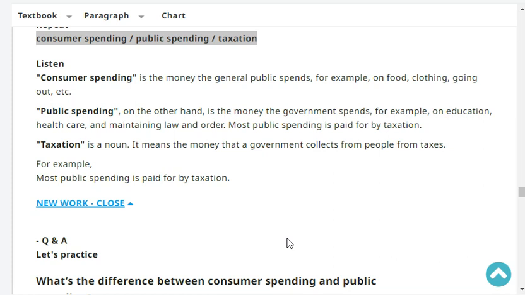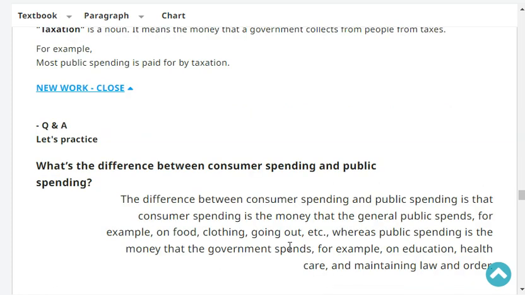Most public spending is paid for by taxation. Taxation is a noun. It means the money that a government collects from people from taxes. For example, most public spending is paid for by taxation. Okay, let's practice. What's the difference between consumer spending and public spending?